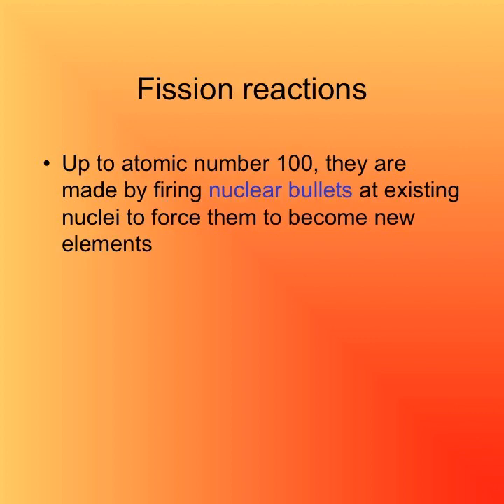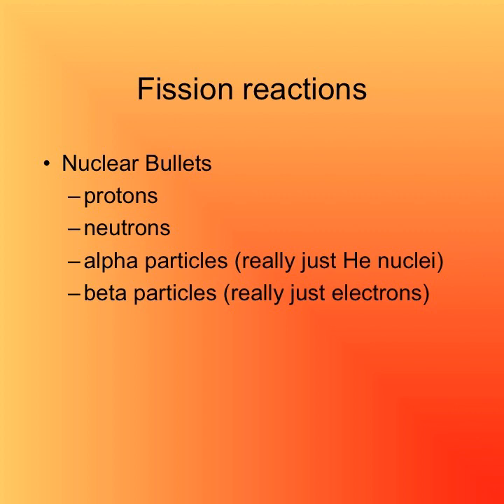Okay, up to atomic number 100, you can fire what are known as nuclear bullets at existing nuclei and turn them into new elements or previously nonexistent elements. Nuclear bullets consist of protons, neutrons, alpha particles, or beta particles. And as I've previously said, alpha particles are helium-4 nuclei and beta particles are just electrons. So again, that's up through atomic number 100. So any element can be synthesized using nuclear bullets. Atomic numbers 93 through 100 are definitely always synthesized. They are not naturally occurring.